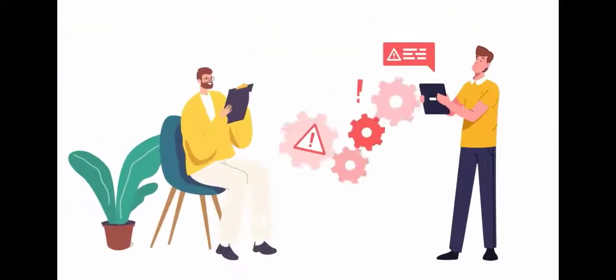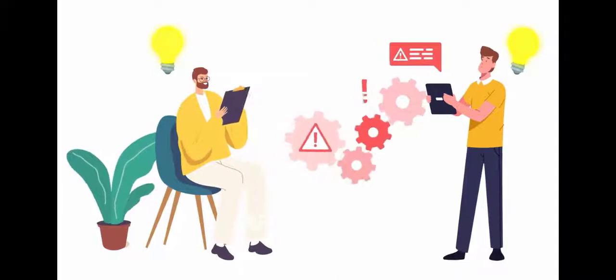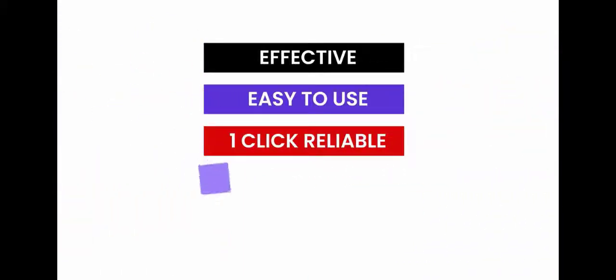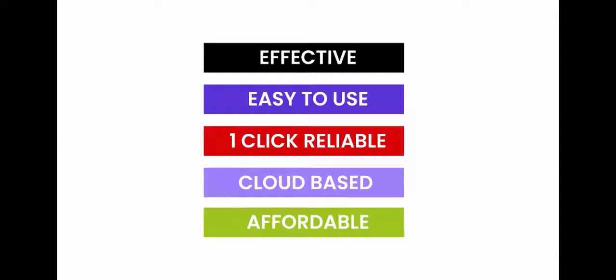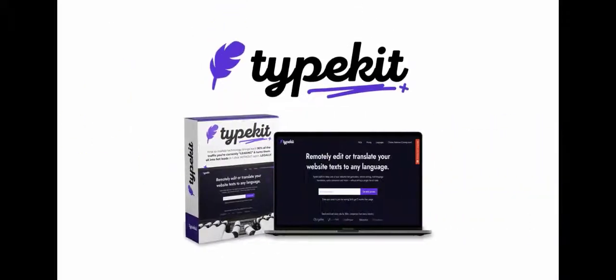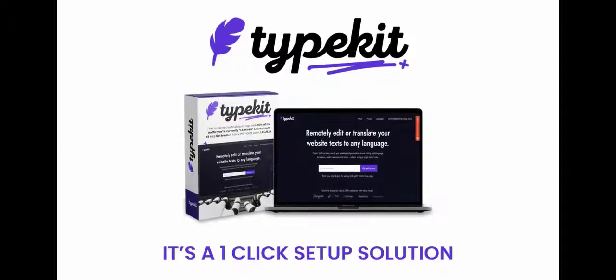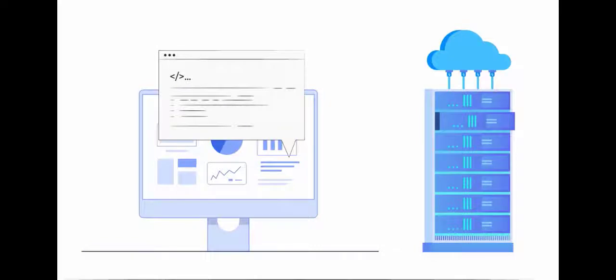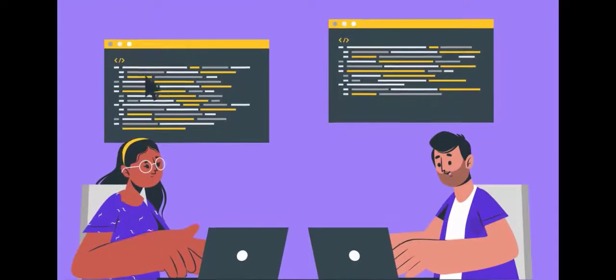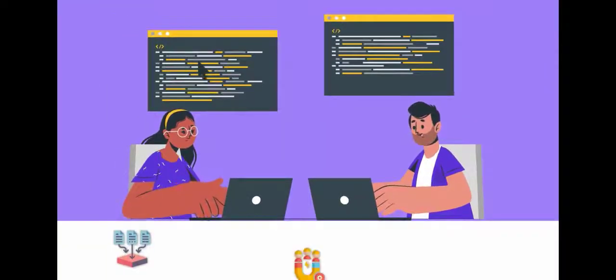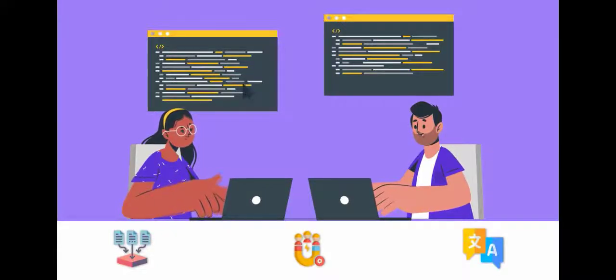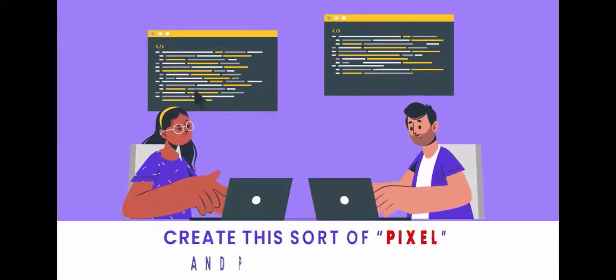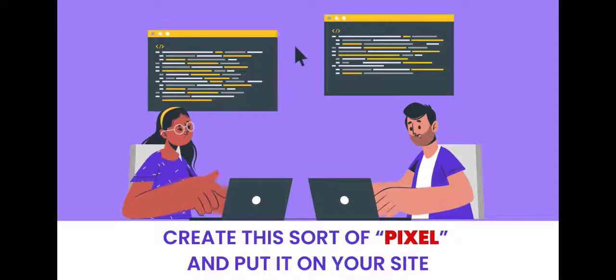So me and Joshua recognized the problem and decided to create a solution that's effective. It's easy to use, one-click reliable, cloud-based, and affordable. It's called TypeKit, and it's a one-click setup solution with a cloud-based dashboard where you just create one line of code and put it in your website. Our tech handles the rest, the data collection, the lead collection, the translation, and everything. All you have to do is create this sort of pixel and put it on your site.